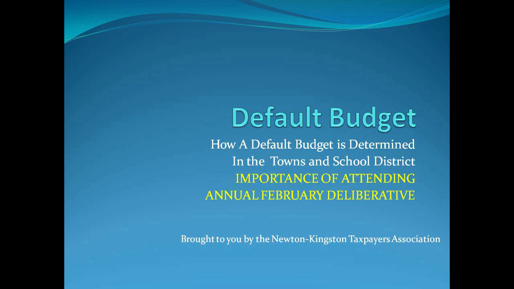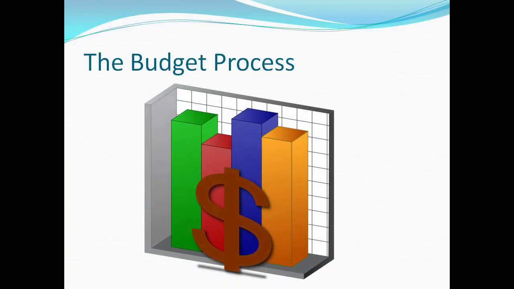The concept of a default budget is often misunderstood. The Newton-Kingston Taxpayers Association presents this simple explanation because we believe informed voters are the key to effective democratic government. The school fiscal year is July 1 through June 30.